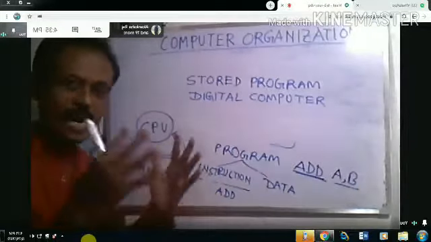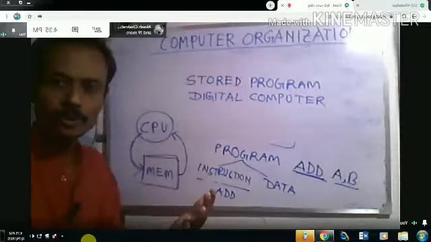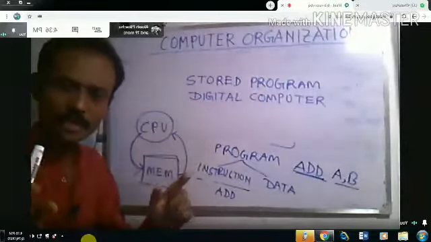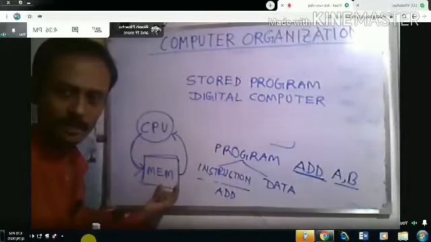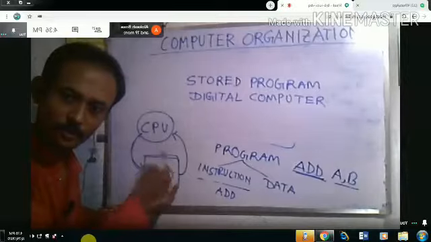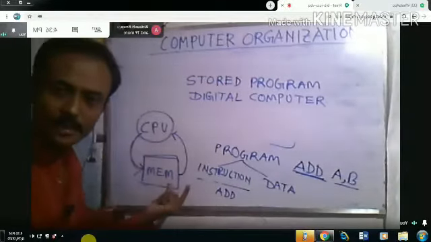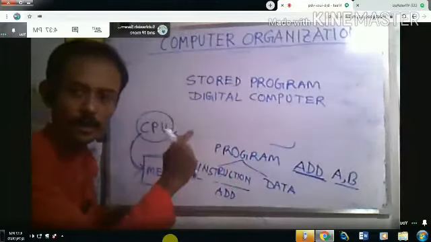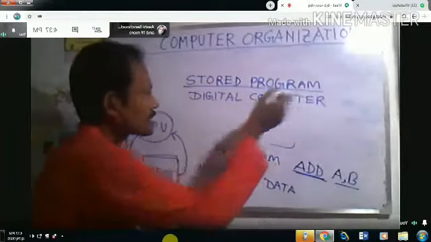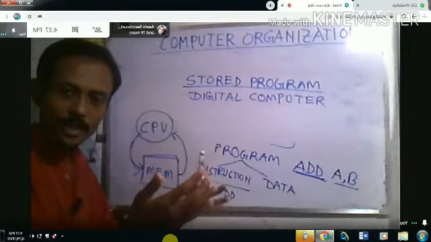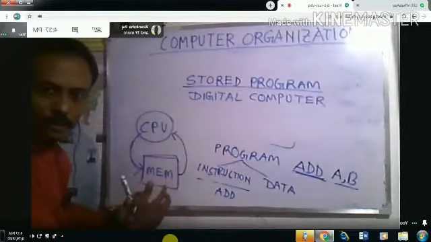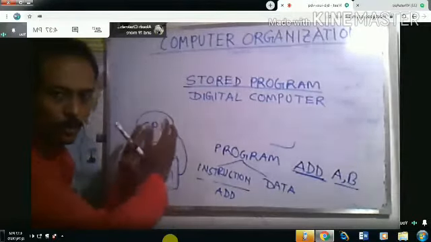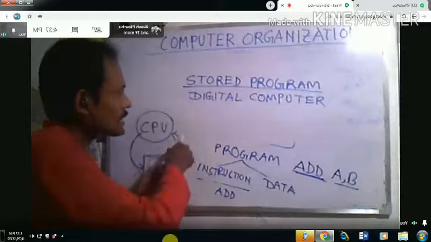Suppose there is an addition operation. So who will do this addition operation? The addition operation will be done by the CPU, but your instruction and data will be stored in memory. So everything will be stored in memory. From the memory the CPU will take that instruction and data. This kind of architecture is called the stored program digital computer. It means that initially, before execution, your program should be stored within the memory, and then from the memory your program will be executed. So this is an architecture.